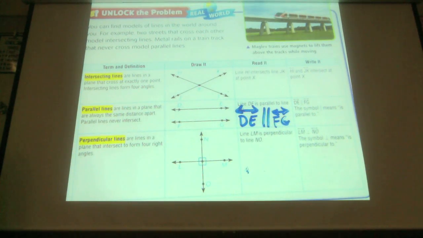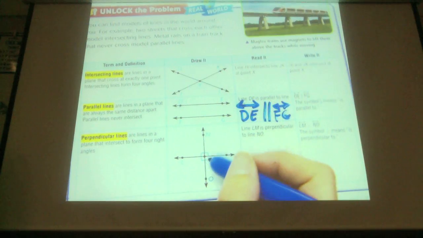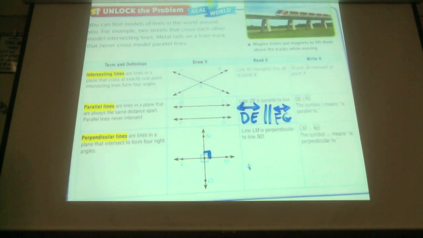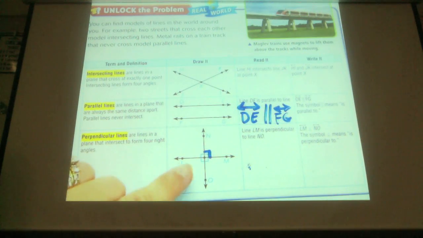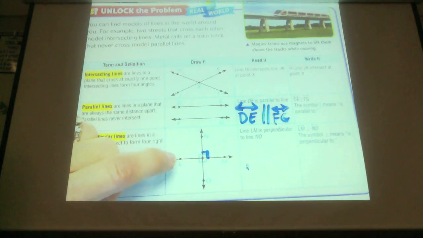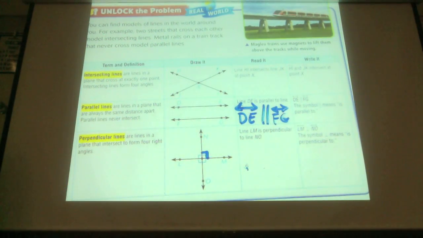Okay, now let's look at the perpendicular. This is just like the example I drew on the board. Perpendicular lines are lines in a plane that intersect to form 4 right angles. Now when I had you name the right angles, I only did one of those, didn't I? But we know that all 4 have to be right angles. If one of them is a right angle, all 4 are right angles. So again, if one of the angles is right at the intersecting lines, then they're all right.